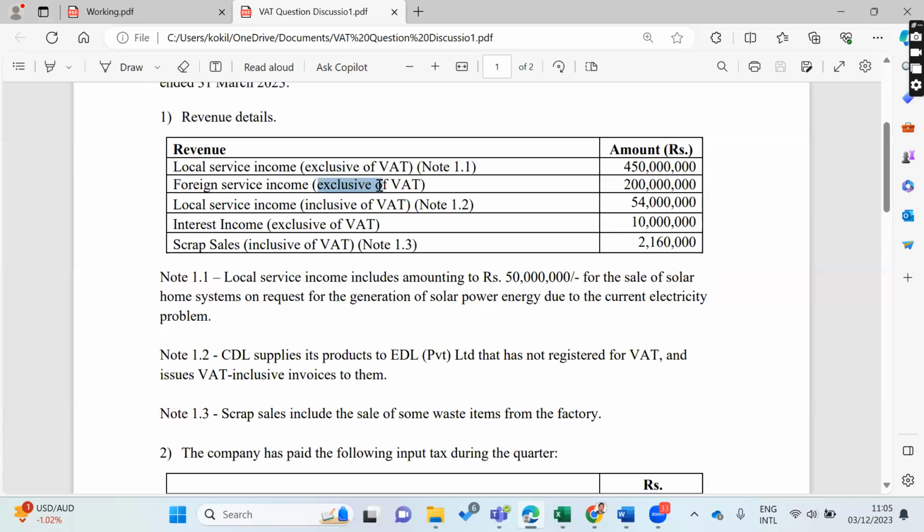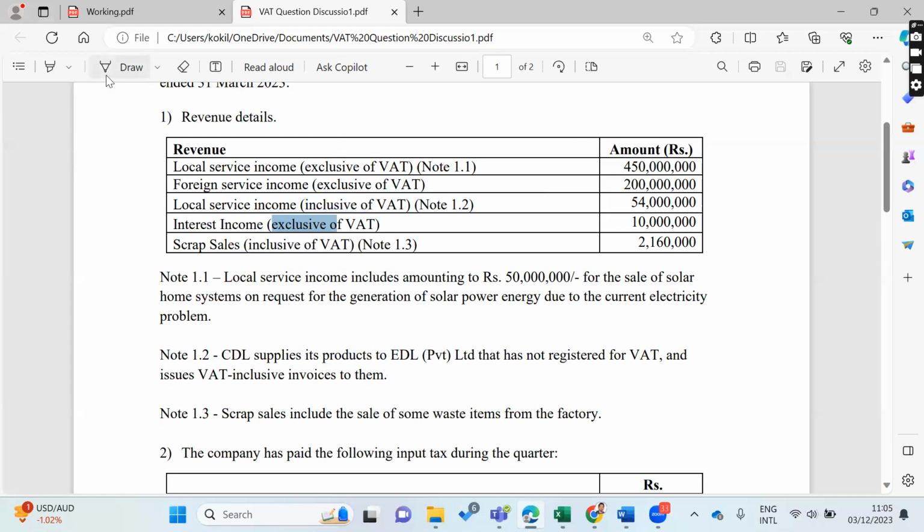It is given without VAT, so exclusive of VAT. Local service income is inclusive, that is, with VAT. Then you have to do the backward calculation and see how much should be the VAT component and the value. Then the interest income and the scrap sales. In scrap sales also we have further notes. Here interest income is exclusive, scrap sale is inclusive.